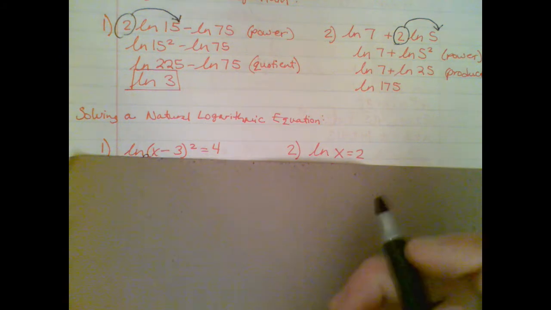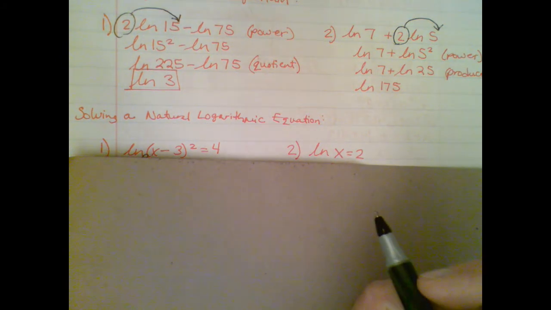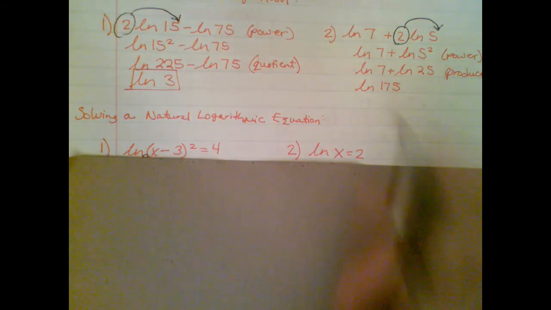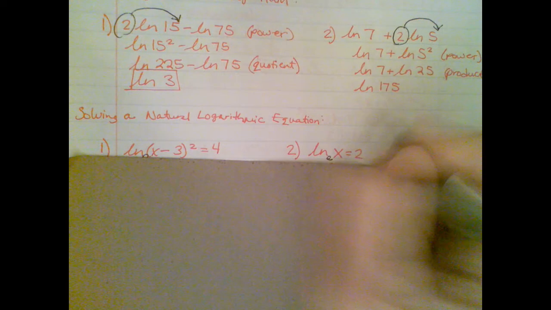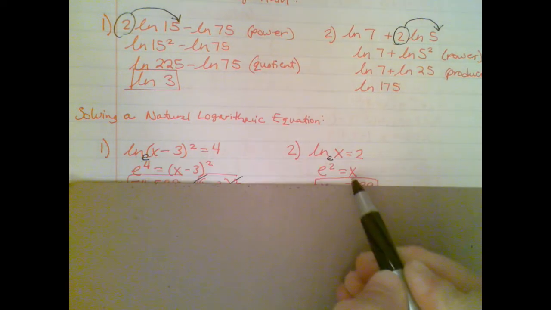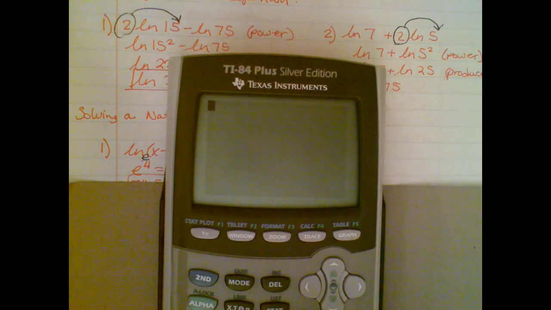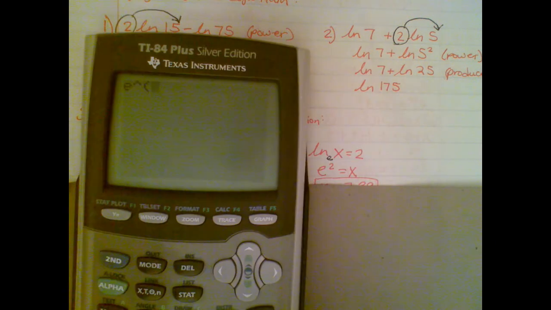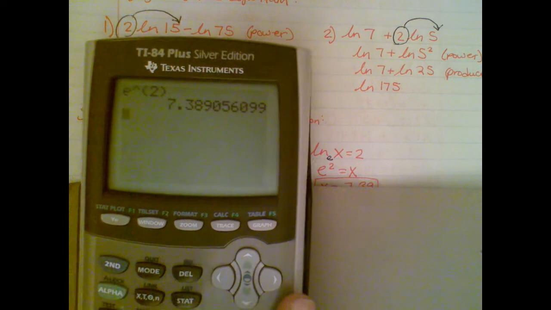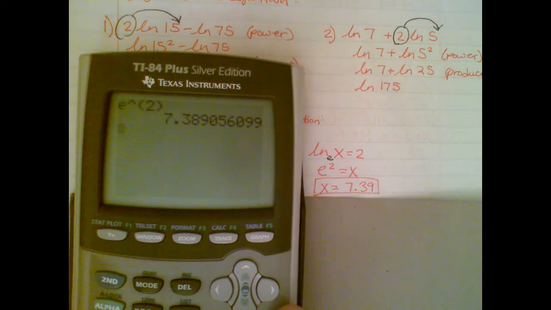Now the second example is the natural log of x equals 2. So we're going to switch it to base e. So we have e to the 2nd power equals x. This one the x is already solved for, or isolated by itself, so we just need to simplify this and put e to the 2nd power into our calculator to get our answer. So we'd have 7.39 if we round to the hundredths place.